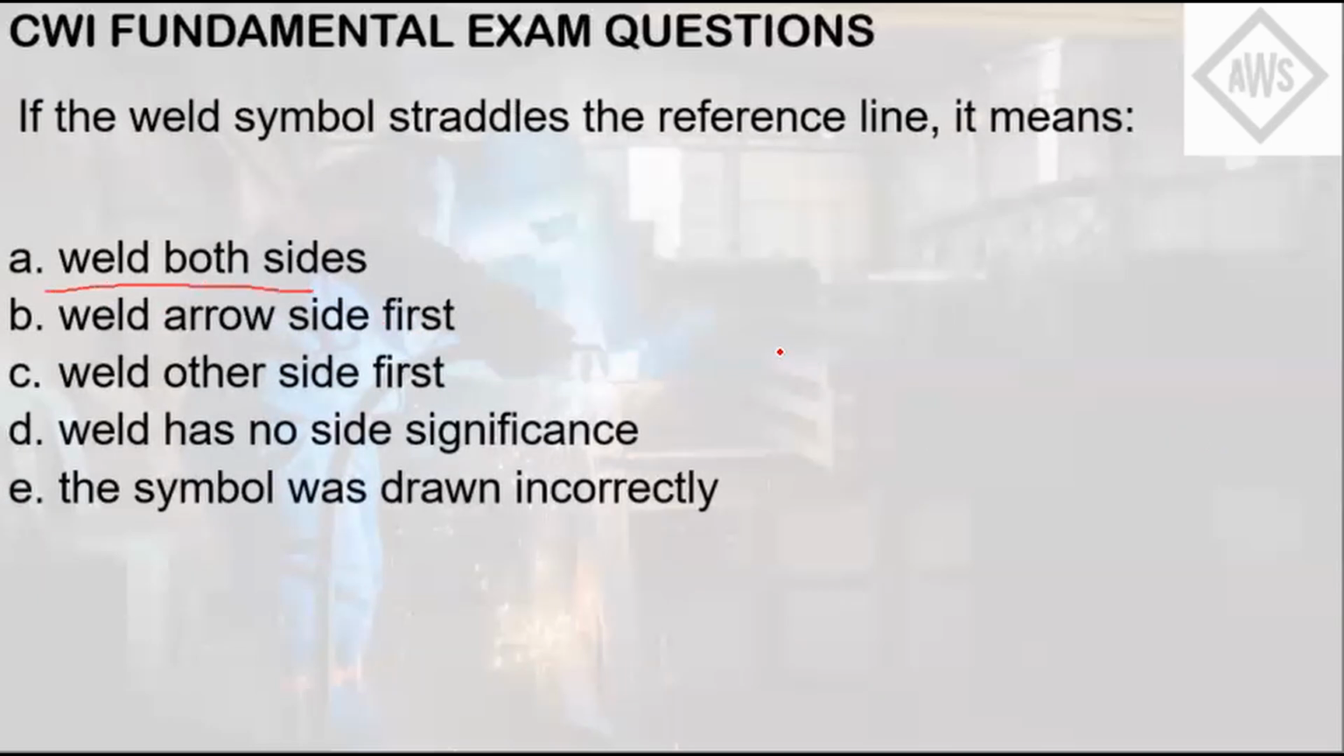So if the weld symbol straddles the reference line, like so, then the weld symbol indicates that the weld has to be made on both sides of the joint. So the answer here is letter A.